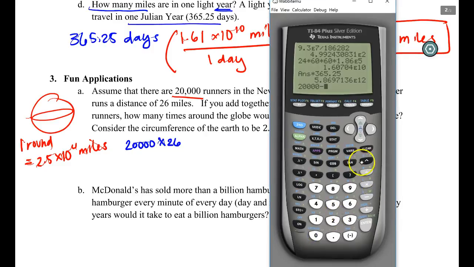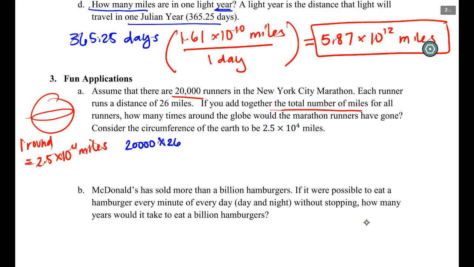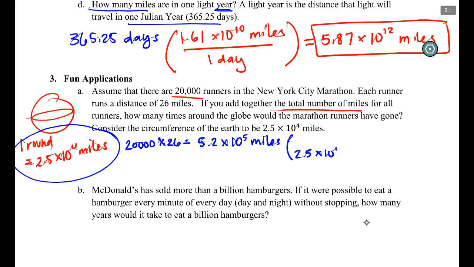times 26. Oops. And I'm still in scientific mode, so my calculator is just going to pop this out in scientific mode. 5.2 times 10 to the fifth. 5.2 times 10 to the fifth. And this is the number of miles, right? So again, this is important because we're going to use this conversion to clear this. So we know that there are 2.5 times 10 to the fourth miles.